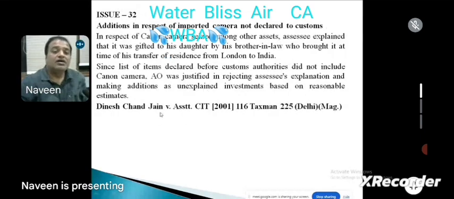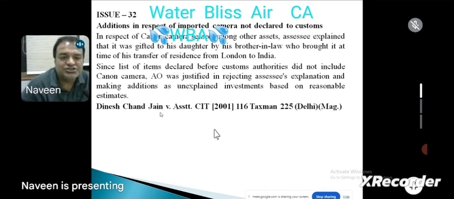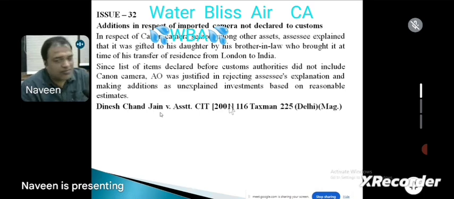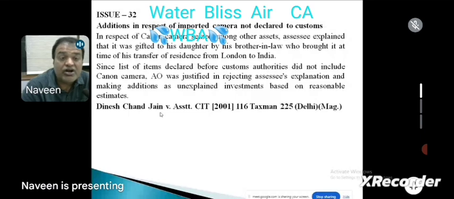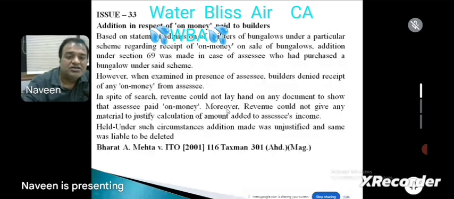Now, addition in respect of an imported camera not declared to customs. In respect of a Canon camera, which in those days they used to get, the Canon camera was seized from the assessee. The assessee explained that it was gifted to his daughter by his brother-in-law, who brought it at the time of his transfer from abroad to India. Since the list of items declared before customs authorities did not include the Canon camera, the AO was justified in rejecting the assessee's explanation and making an addition as an investment based on reasonable estimates.